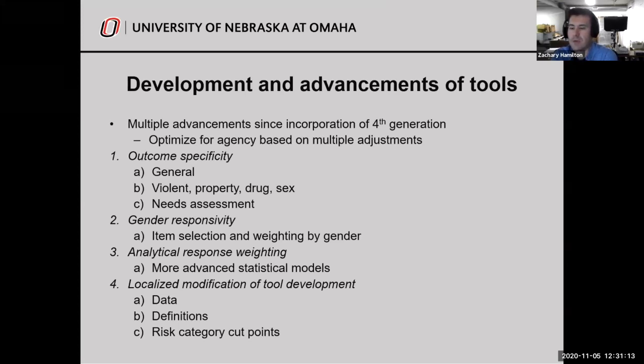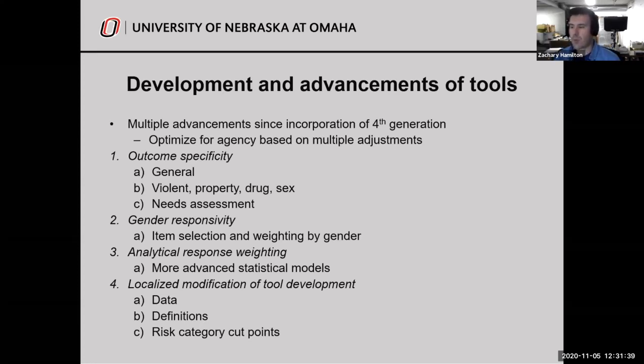And what they found is that by doing this, you reduce the overclassification of female risk. That is, female youth or female offenders will typically find their way into the higher levels of risk or be identified as riskier in those general tools. But when they're created in a gender responsive framework, they tend to have better accuracy for females.